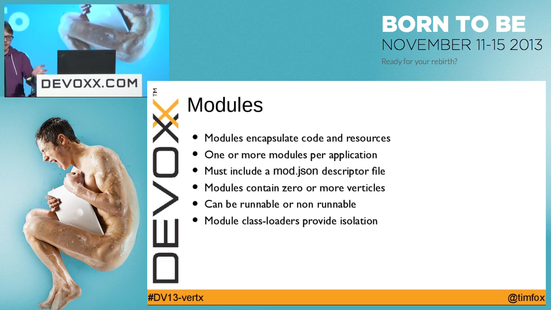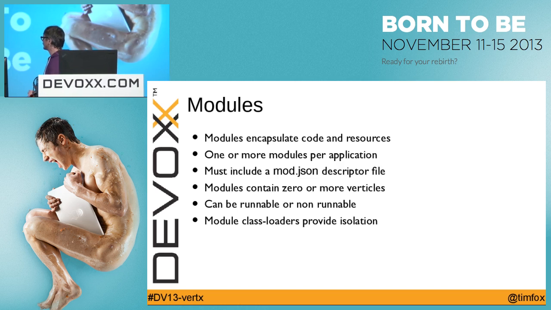And a module contains 0 or more verticals. A trivial module might just have 1 vertical. But typically, you'd have more than 1 vertical in one. And you can have verticals from many different languages in a single module. Modules can be runnable or non-runnable. I won't go into non-runnable modules here because we don't have time. But most modules are runnable, which means you can execute them. You can start them. And I'll show you that in a second.